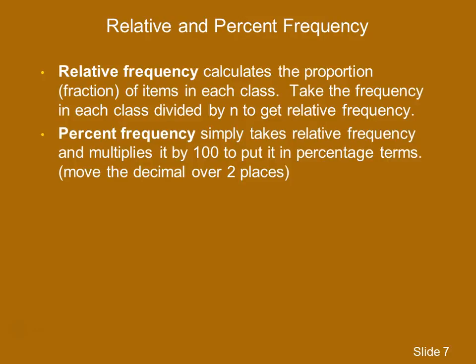If we like, we can go from frequency to relative frequency or percent frequency. Relative frequency simply calculates the proportion or fraction of items in each class. All we have to do is take the frequency in each class and divide it by n, your sample size, to get the relative frequency. Percent frequency takes the relative frequency and multiplies it by 100% to put it in percentage terms. That is, you simply move the decimal over 2 places to the right to go from relative frequency to percent frequency.